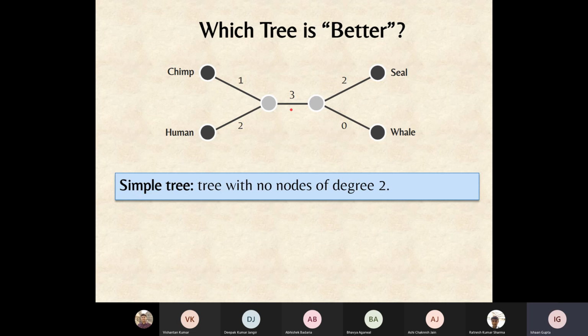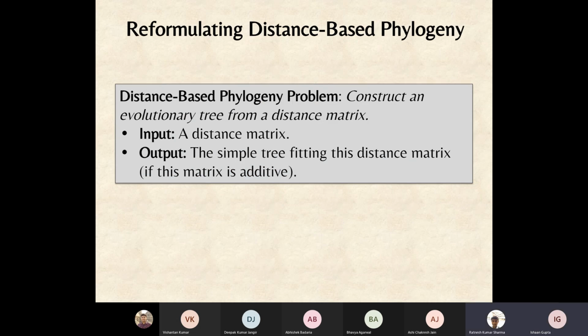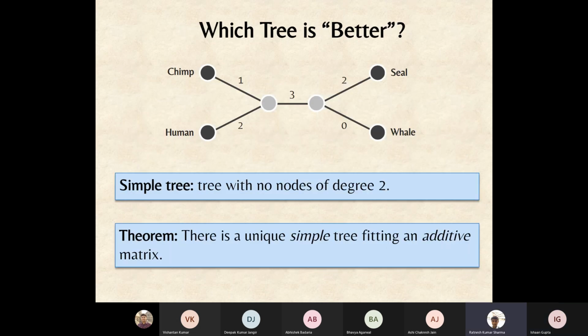All right. So these kinds of trees are called simple trees. These are trees which have no nodes of degree 2. And there is a theorem which says that a unique simple tree will fit an additive matrix. Okay, so this is a theorem. Sir, can you please explain what is a unique simple tree and additive matrix here? So an additive matrix is a matrix for which a tree exists, a tree can be fitted. A unique simple tree is a tree which has no nodes of degree 2.